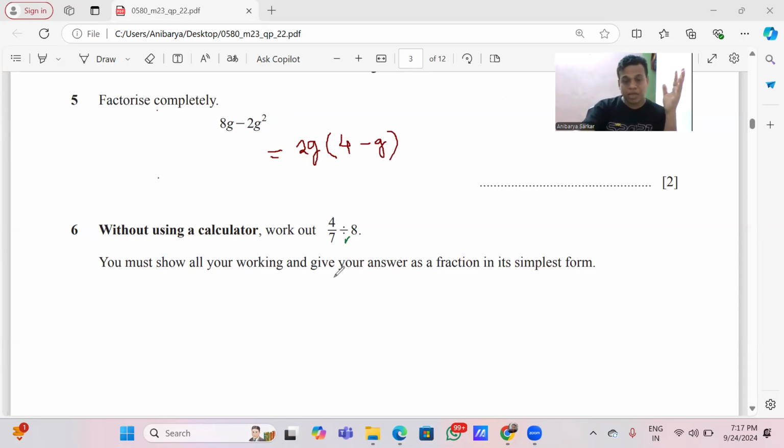So it is very simple. Dividing means we all know that multiply the reciprocal of the second number. So 4 by 7, division means multiply by the reciprocal of the second number, 8. The reciprocal of this is 1 by 8. Now 4 ones are 4, and 4 twos are 8. So that is 1 into 1, that is 1, and 7 into 2 is 14. So the answer is 1 by 14. So these are very simple sums. Okay.